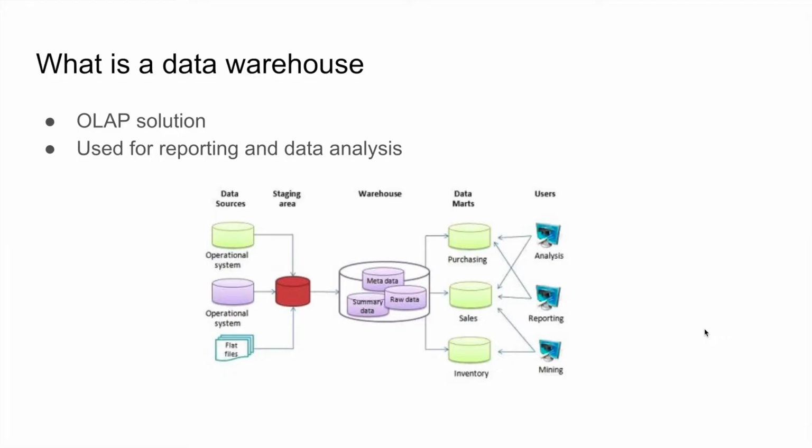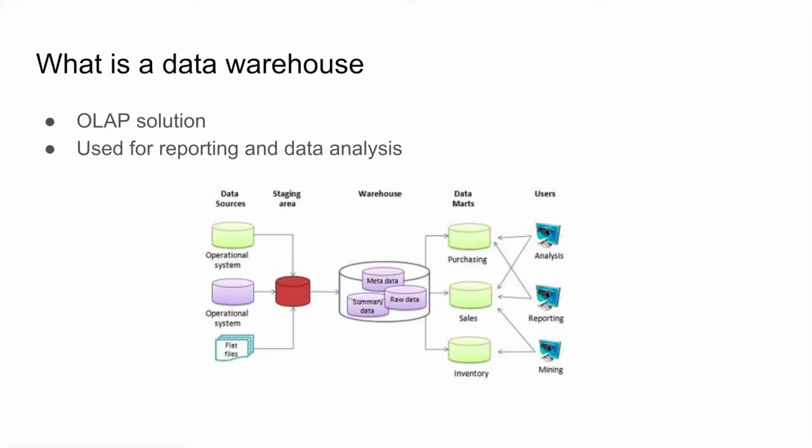Next, let's talk about what is a data warehouse. A data warehouse is an OLAP solution. It's used for reporting and data analysis. And as you can see in the diagram, a data warehouse generally consists of raw data, metadata, and summary. Generally, data warehouses have many data sources, such as operating systems, flat file systems, maybe an OLTP database, and all these systems report to a staging area, which is then written to a data warehouse.